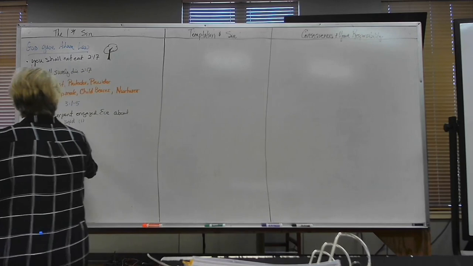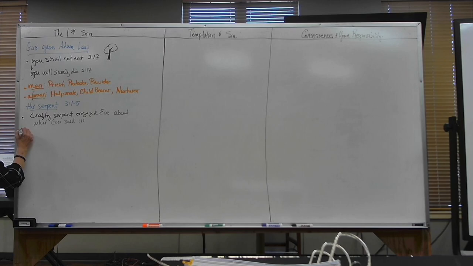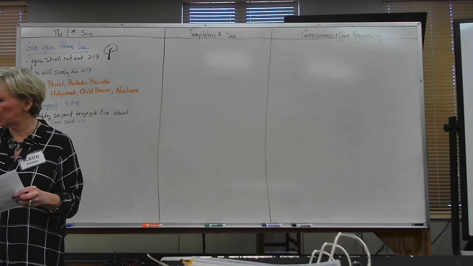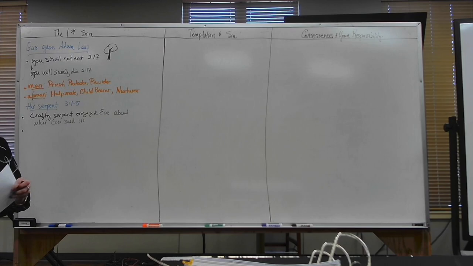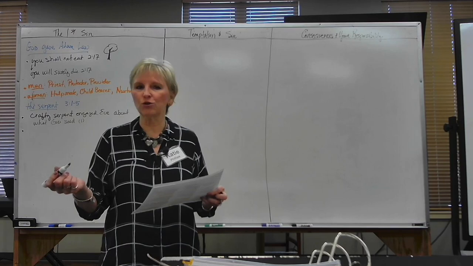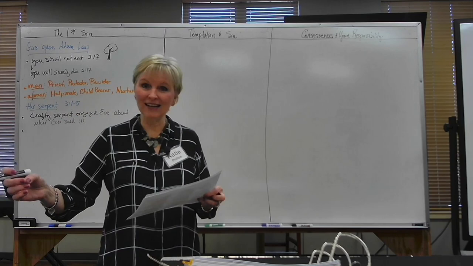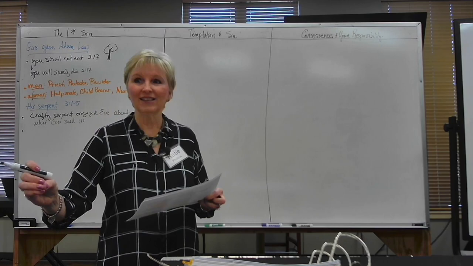Okay, so we have a crafty serpent. Concerning that, also, what do we see in his activity? What does he do when he engages with the woman? He misquotes, right? And in the misquoting of the word of God to Eve, what is his agenda? What's he trying to accomplish? Yeah, he wants her to doubt, right? And then consequently, if she starts to doubt, then what? To disobey. So he had an agenda, didn't he?